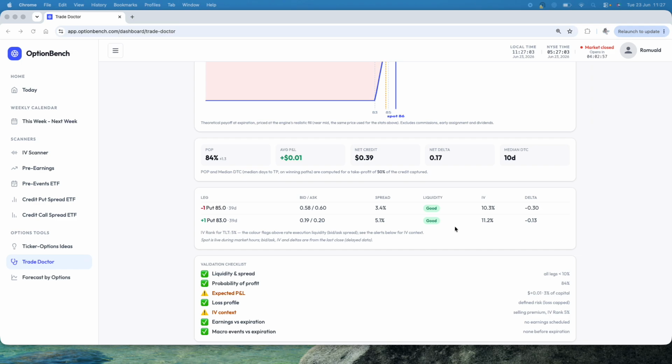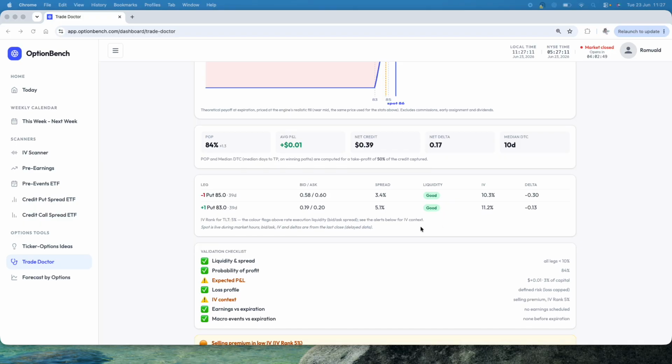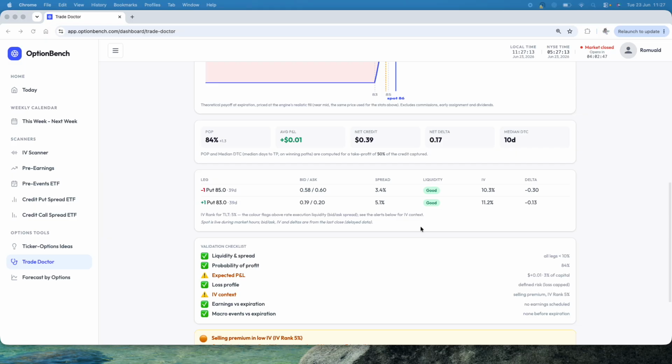It doesn't just show you the expected profit and loss, it judges it. Look at the checklist, for example. Expected profit and loss is flagged. Plus 1 cent is 3% of the capital. Okay? And 3% on a trade with real tail risk is thin. The tool warns when that ratio is thin.